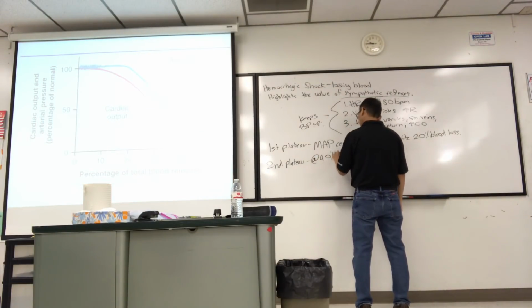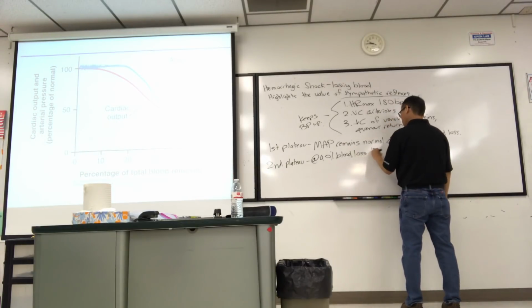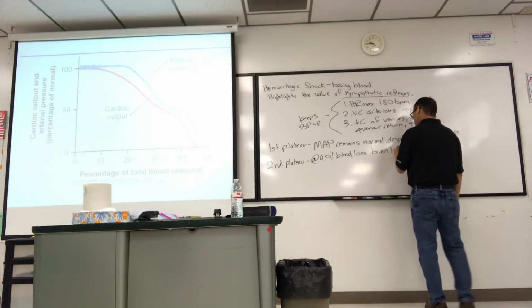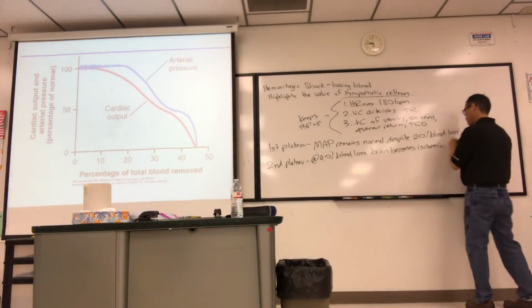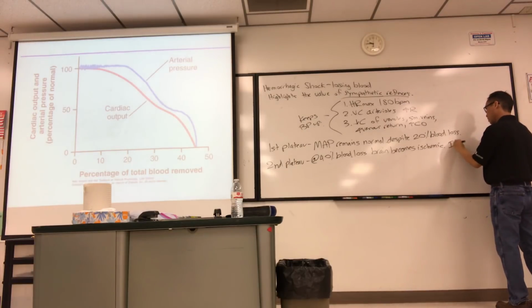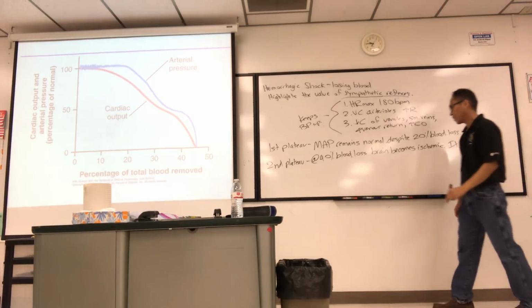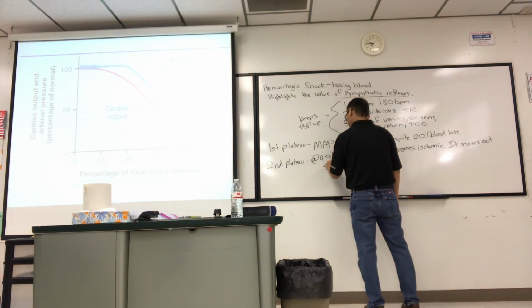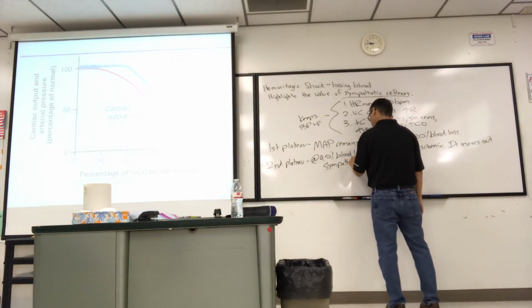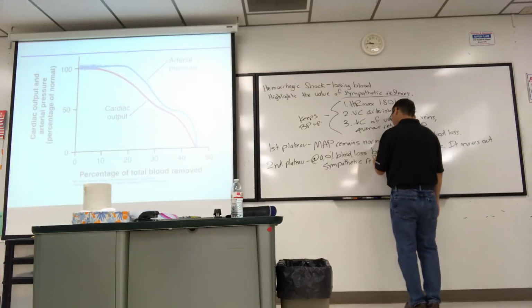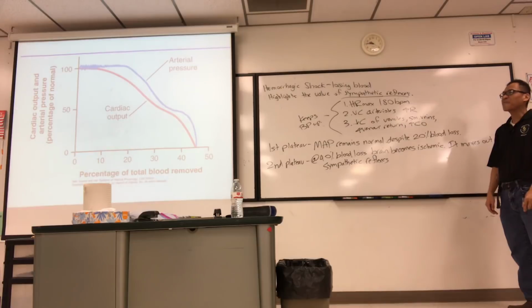At 40% blood loss, the brain becomes ischemic. It maxes out these sympathetic reflexes. Like a last-ditch effort to save itself.